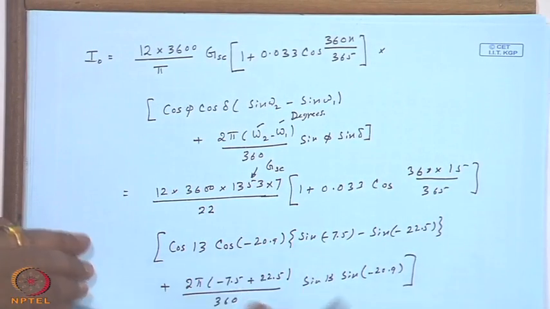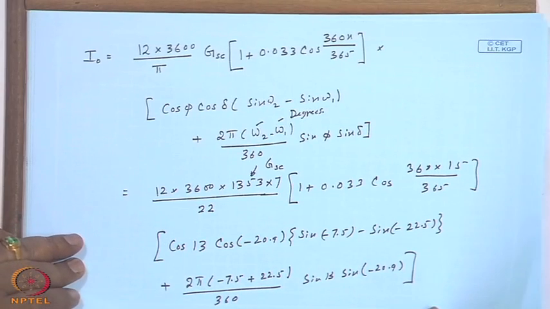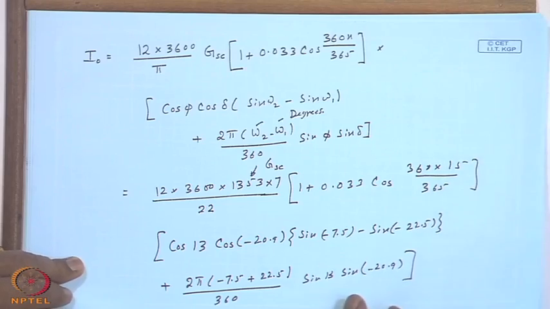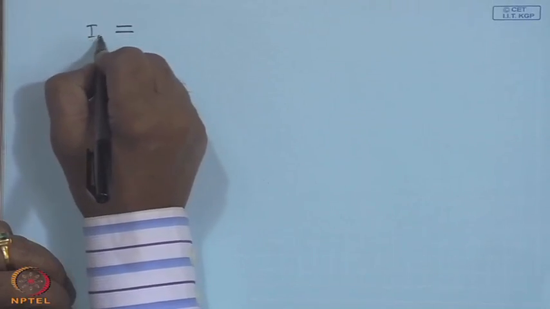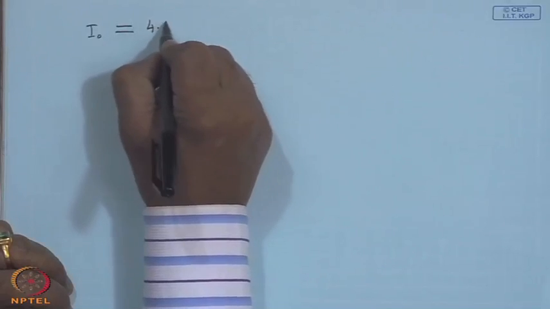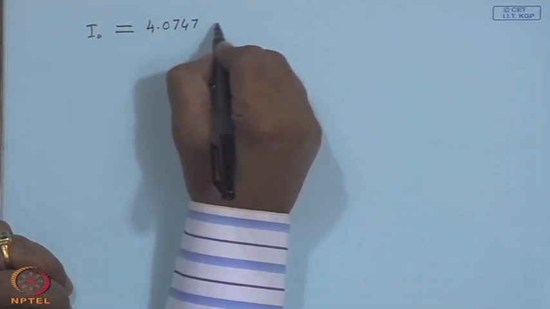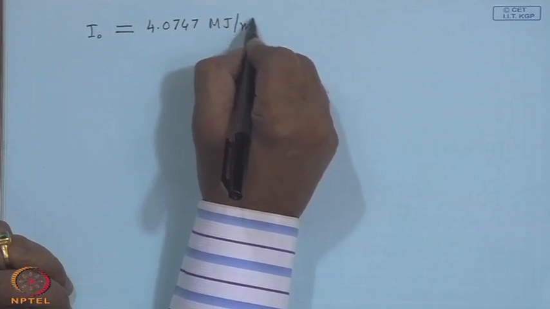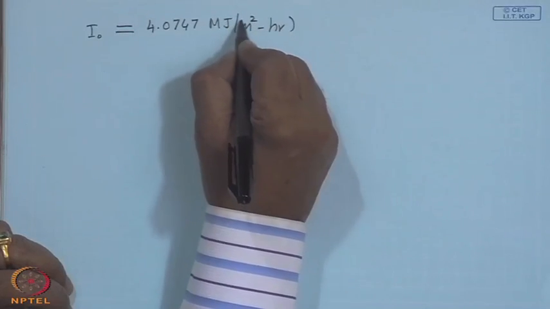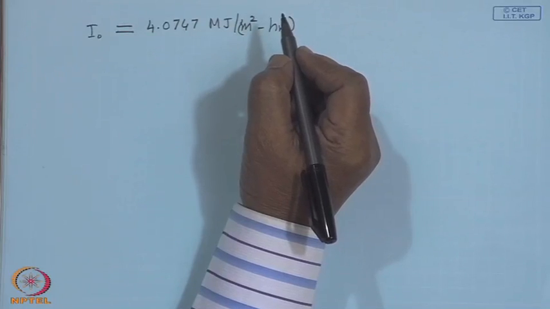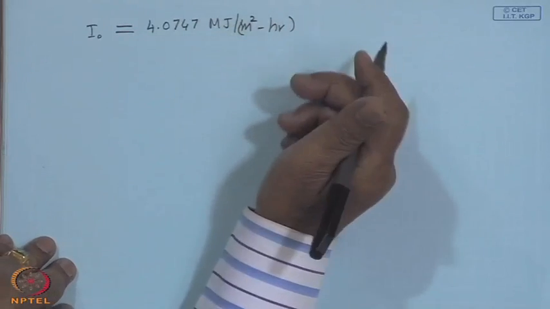So, you can check each number, pause your videos and check whether the formula is written or not, and then you can calculate. So, if you make this long calculation, the answer will be I 0 equal to 4.0747 megajoules per meter square hour according to our notation. Okay. So, this is what you will get.